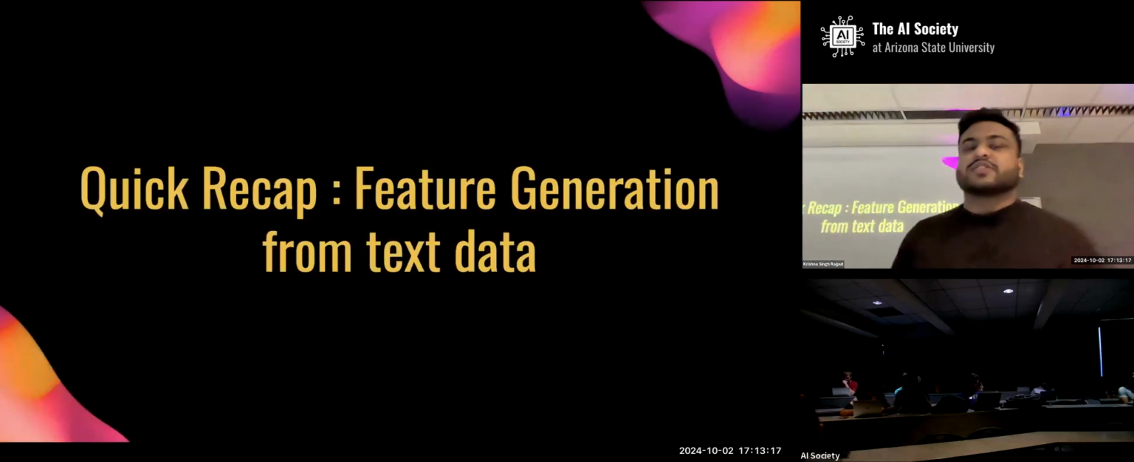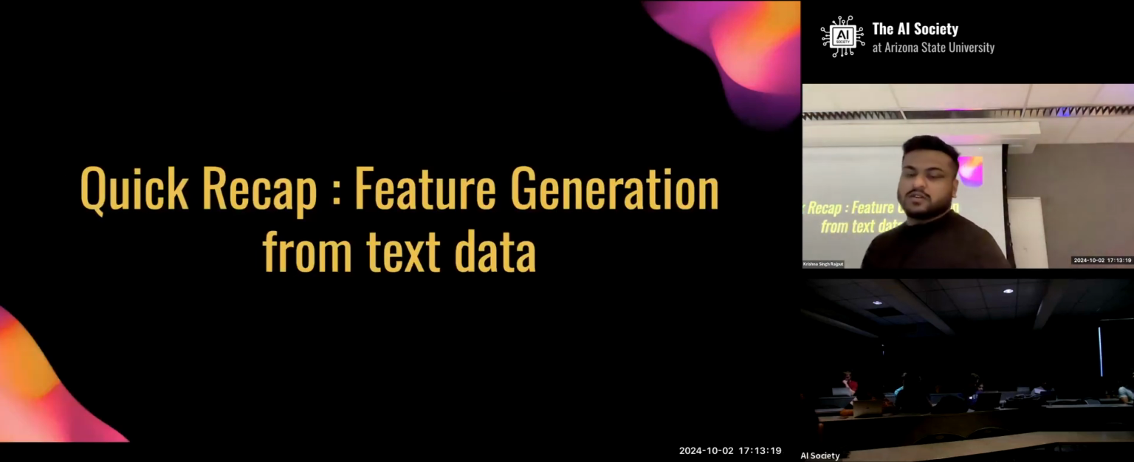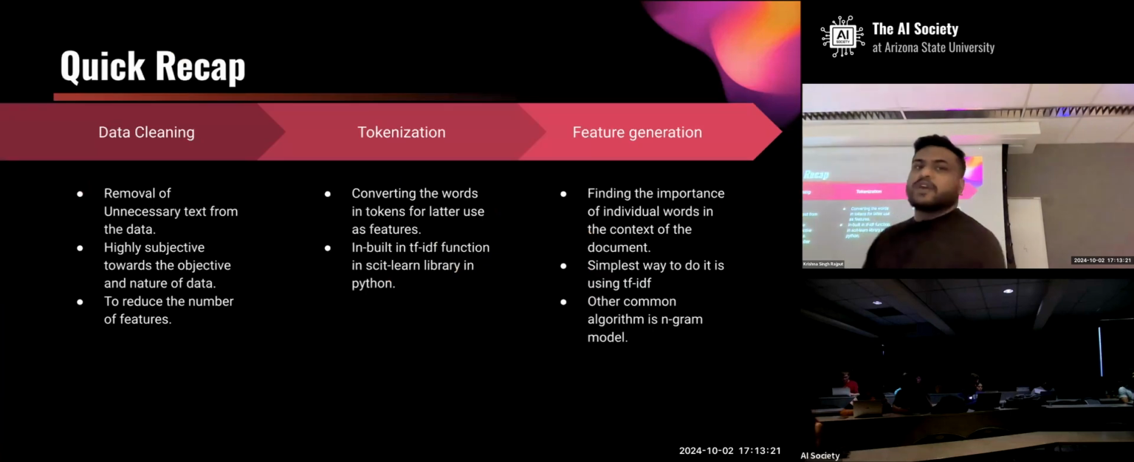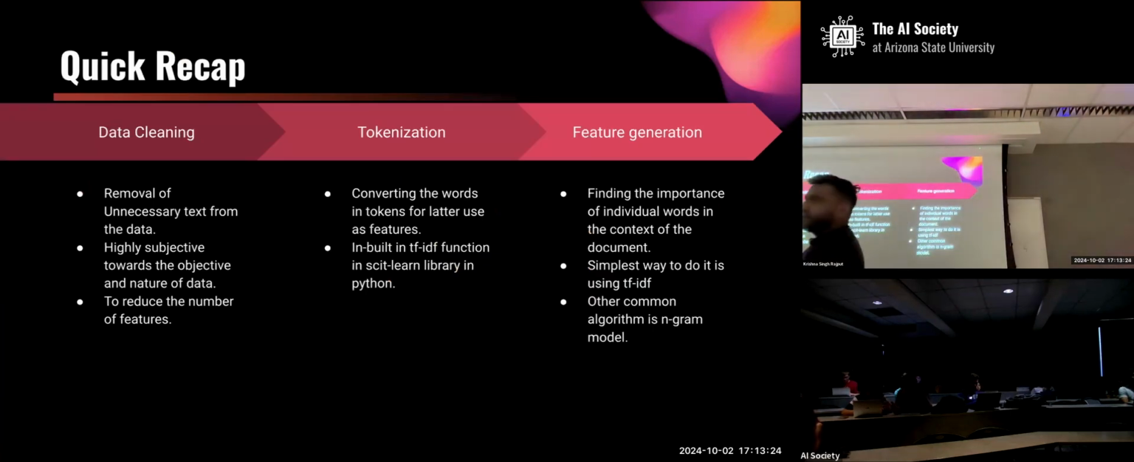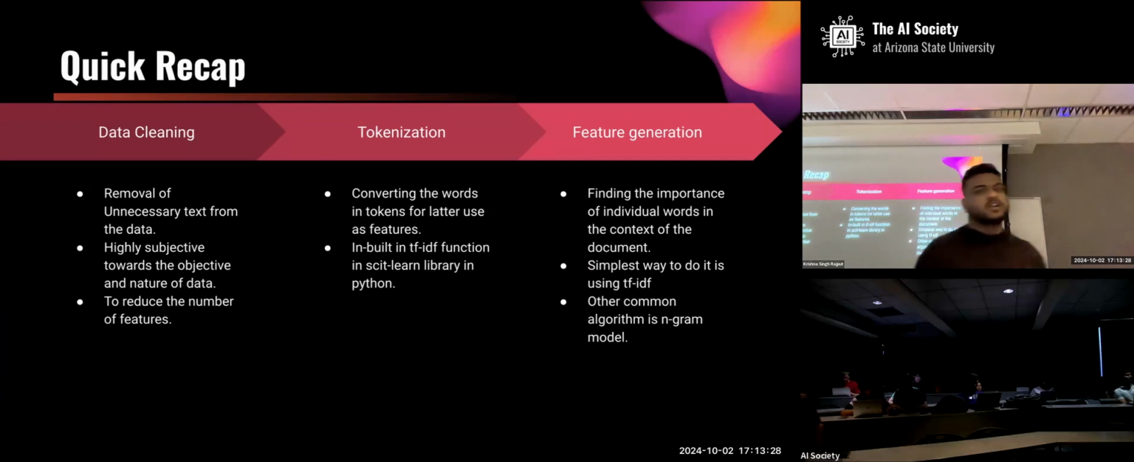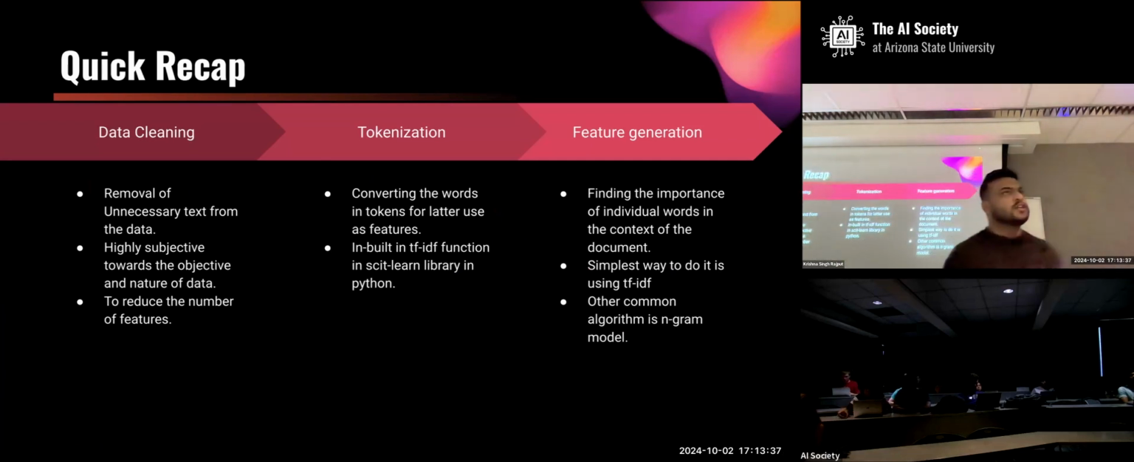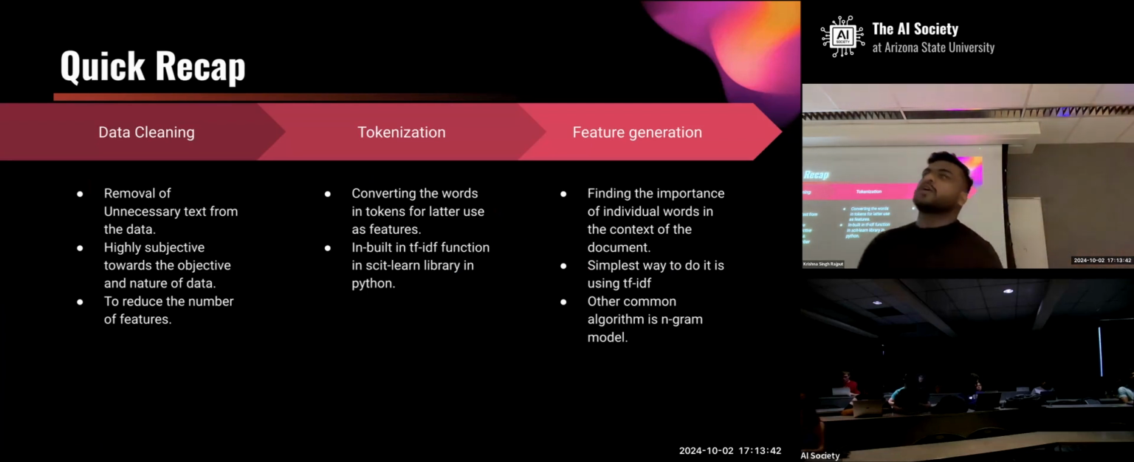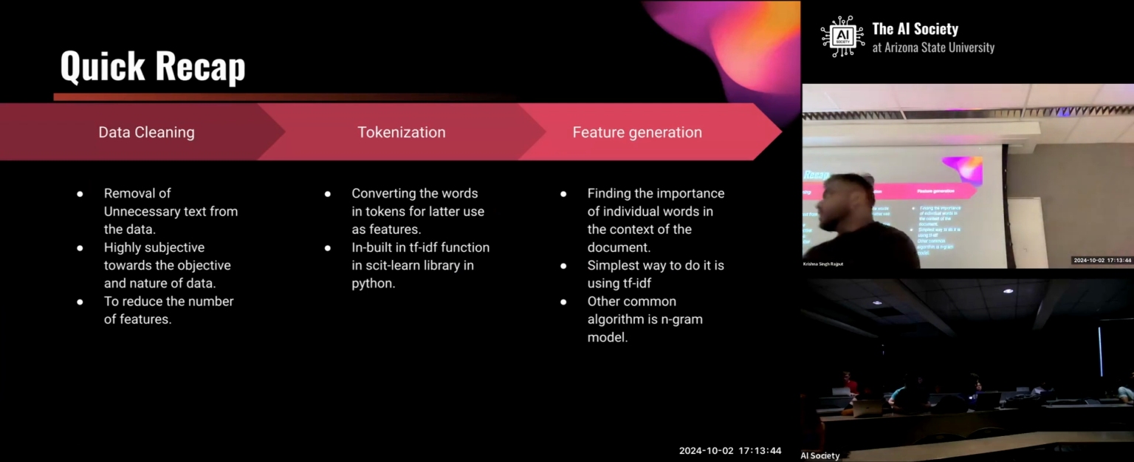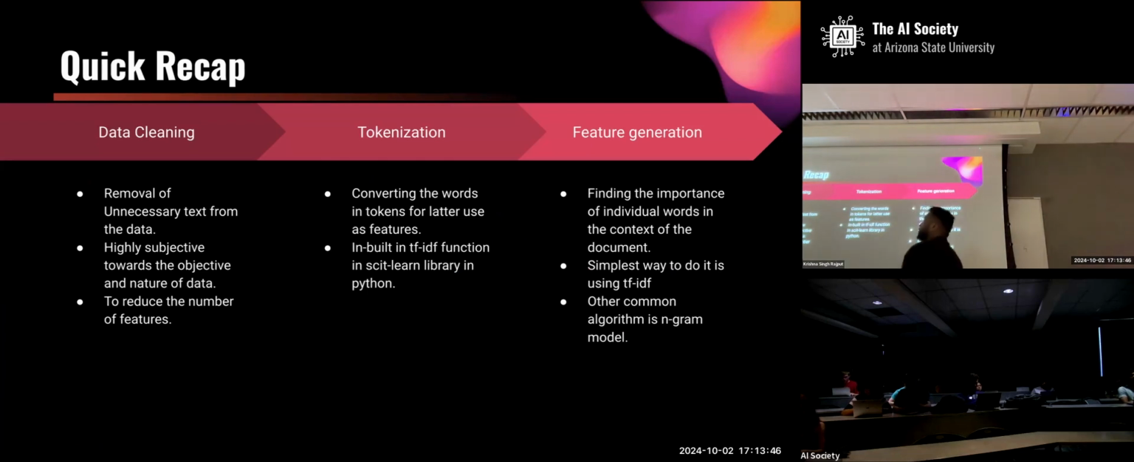Right. So here is a quick recap from the last workshop. We covered feature generation from text data. In order to generate features from text data, we need to follow certain steps. The first step is data cleaning. We need to remove all those unnecessary words which do not contribute to the meaning or the context of the information. In the last workshop, we covered removal of stop words.